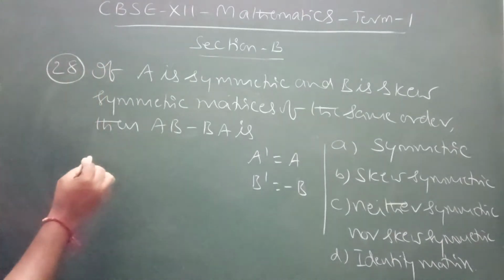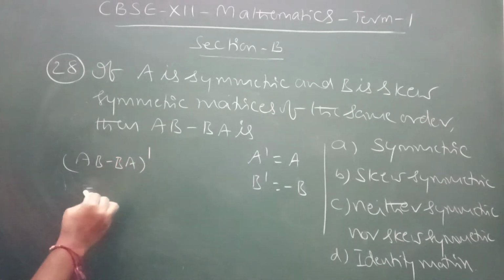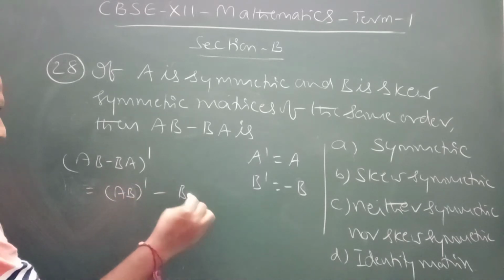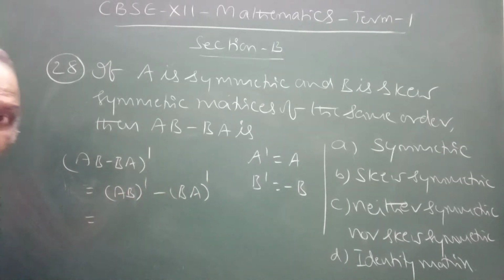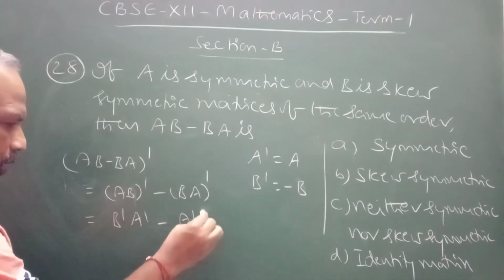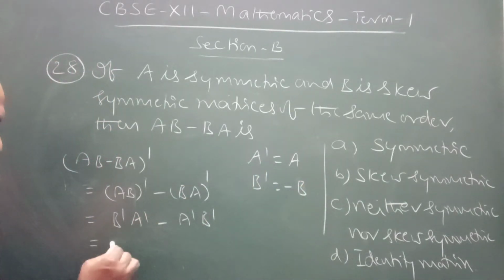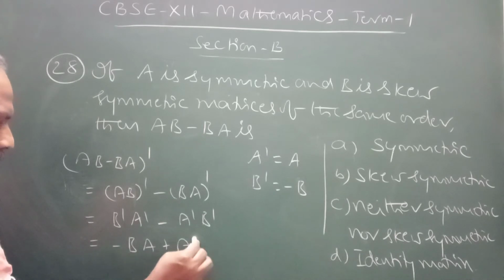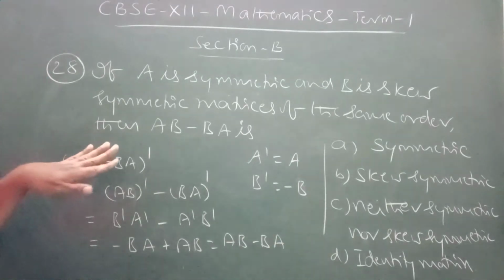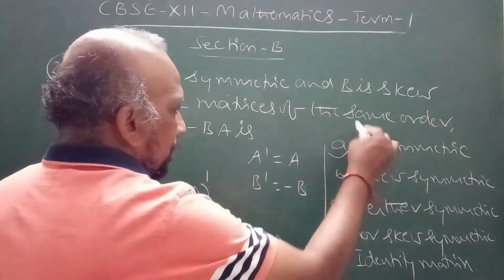Now you take AB minus BA. Consider the transpose of this. I can write (AB) transpose minus (BA) transpose, right? (AB) transpose is B transpose A transpose, and (BA) transpose is A transpose B transpose. But we know that B transpose is minus B and A transpose is A. So it becomes minus BA plus AB, which is equal to AB minus BA. So (AB minus BA) whole transpose is equal to the same thing we have got. So the answer is that it is a symmetric matrix.